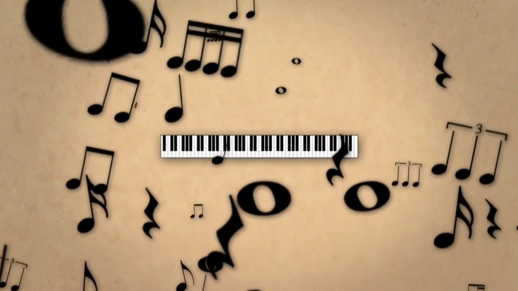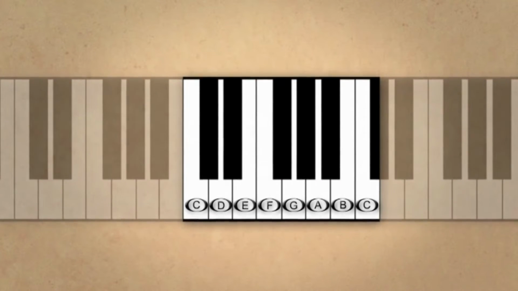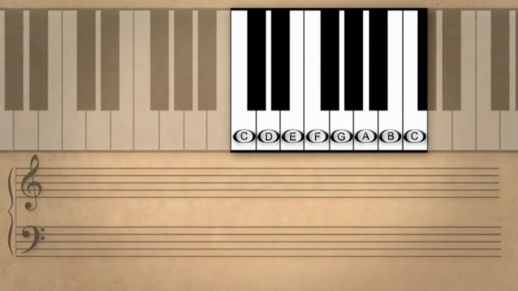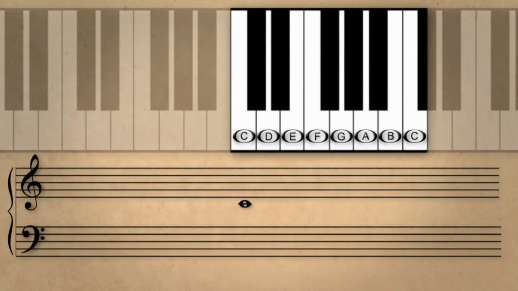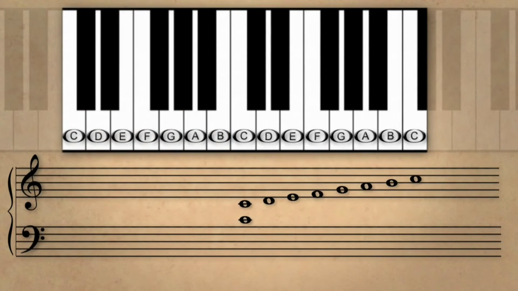Let's look at our C major scale on the keyboard of a piano. First, notice that we only use the white keys. Let's begin on the middle C and play the 8-note scale in the treble clef to the next C ascending. Now let's begin on middle C and play the C major scale descending in the bass clef.